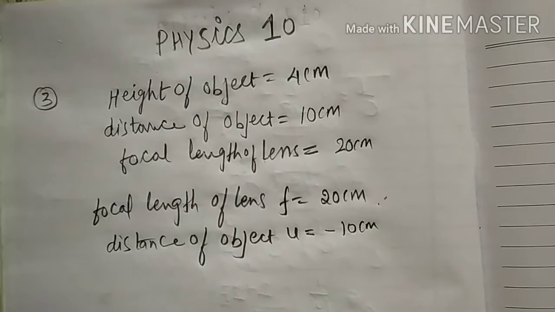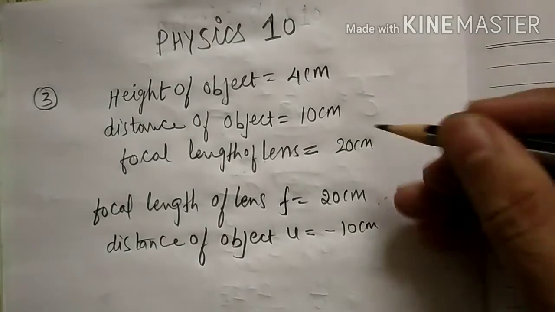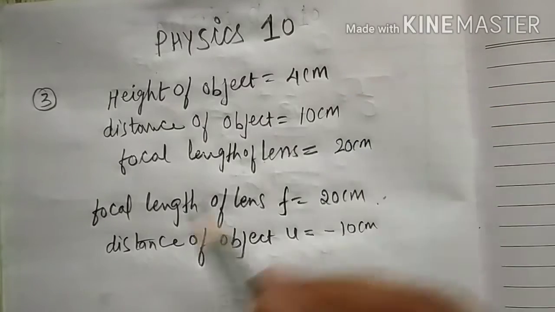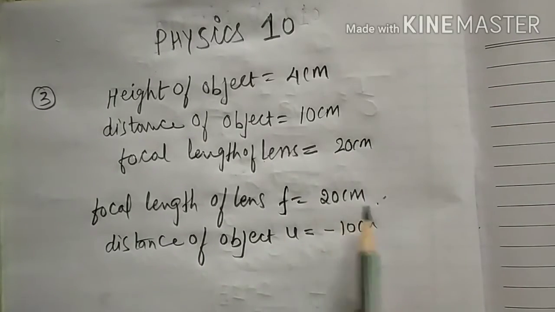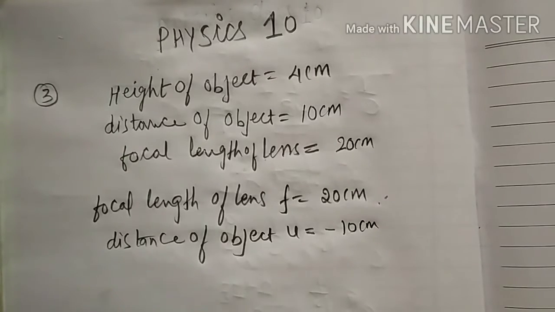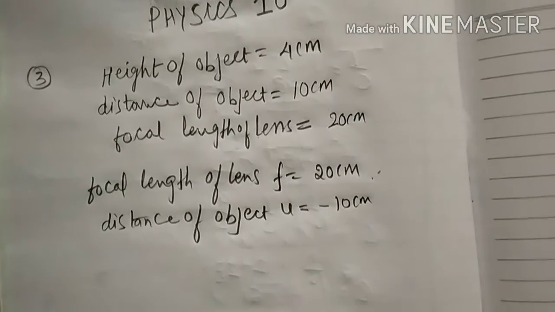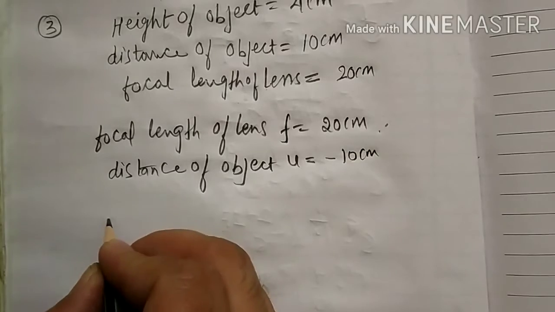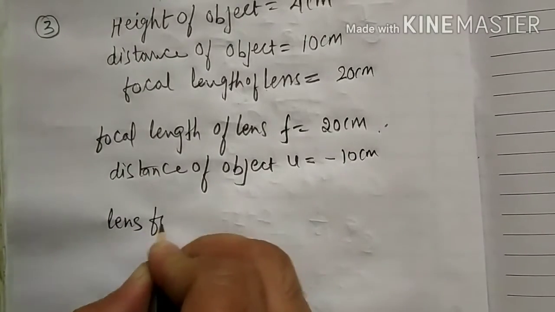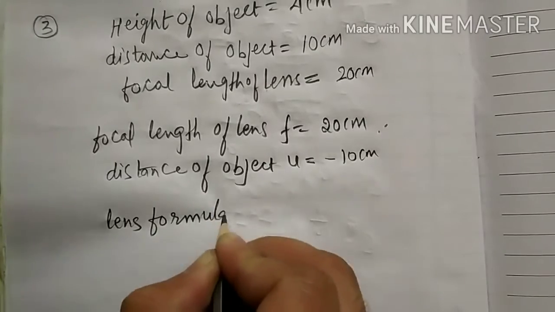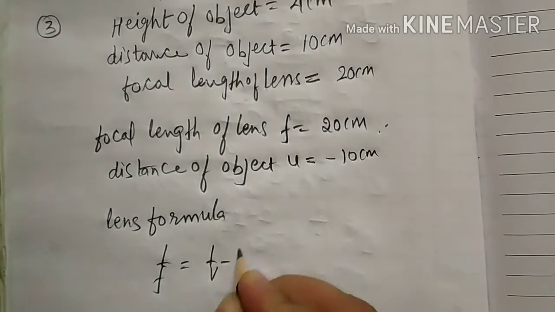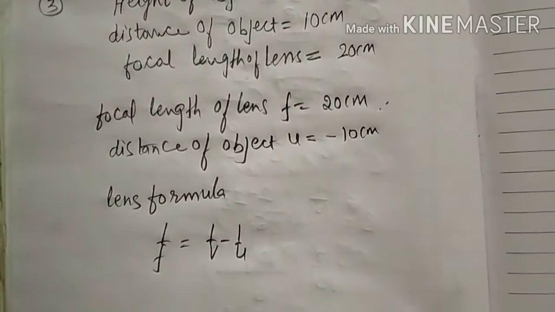Hope you understood. Earlier I wrote only the data from the question so that you can understand this is the data from the question, and now I'm fitting this data into sign convention. Hope you understood. So I'll apply the lens formula. I hope that you know the lens formula. The lens formula is 1 by f is equal to 1 by v minus 1 by u. This is the lens formula.